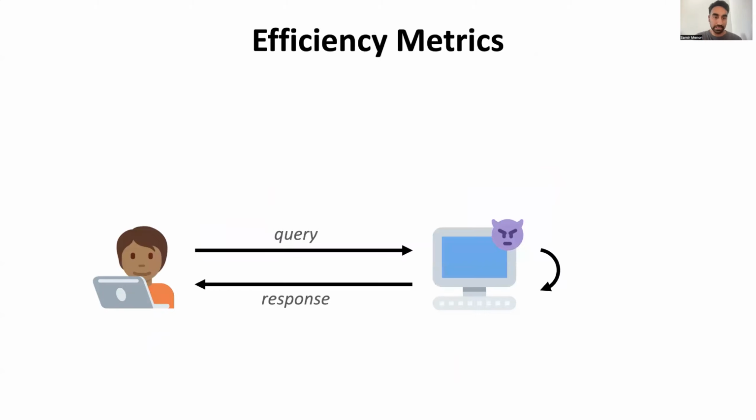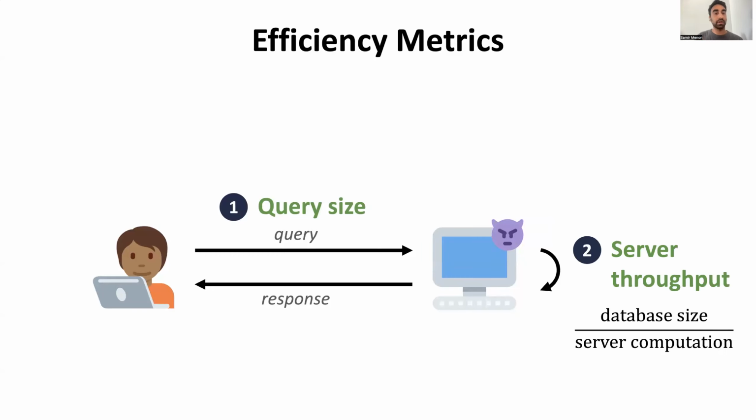When evaluating a single server PIR scheme, there are four key metrics you want to look at to see if it's practical. The first is the size of the query, that is, the size of the query that the client has to upload to the server. The second we phrase as server throughput. This is a computed metric on the server's computation time.